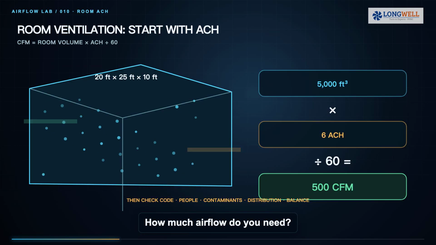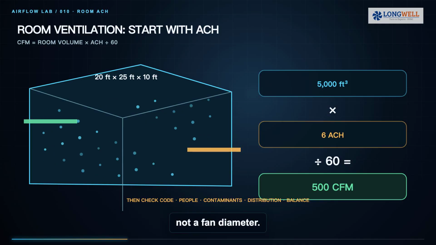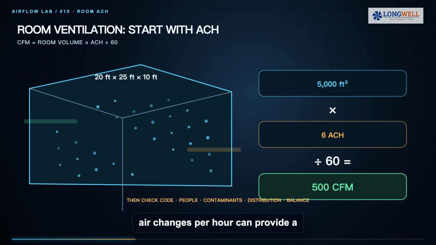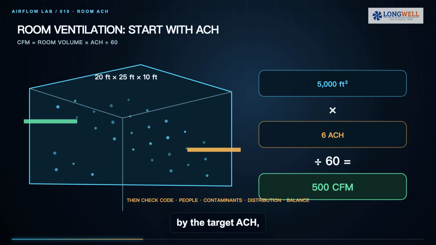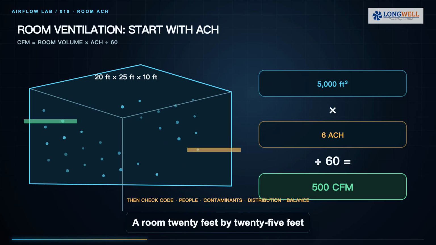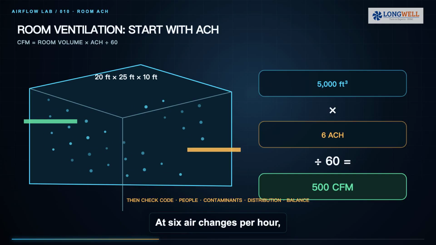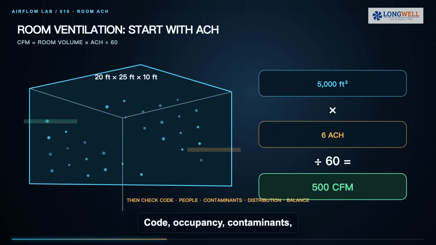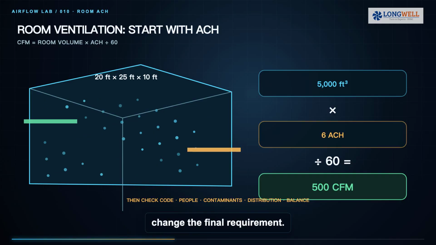How much airflow do you need? Start with the physics of the application, not a fan diameter. For general room ventilation, air changes per hour can provide a starting point. Multiply room volume in cubic feet by the target ACH, then divide by 60. A room 20 feet by 25 feet by 10 feet contains 5,000 cubic feet. At 6 air changes per hour, the nominal flow is 500 CFM. Code, occupancy, contaminants, distribution, and exhaust balance can change the final requirement.